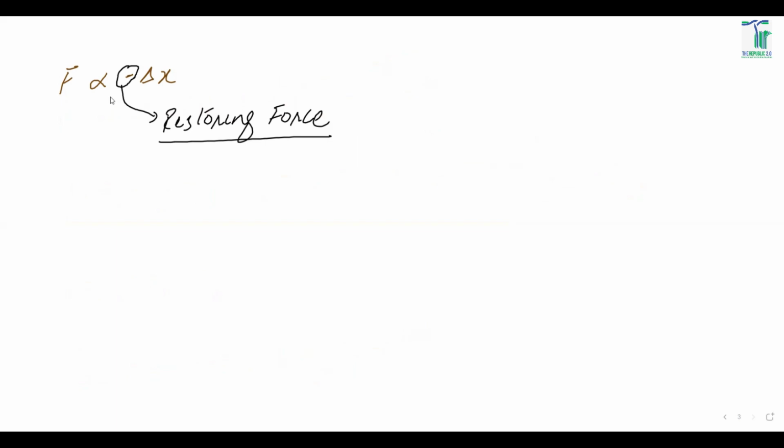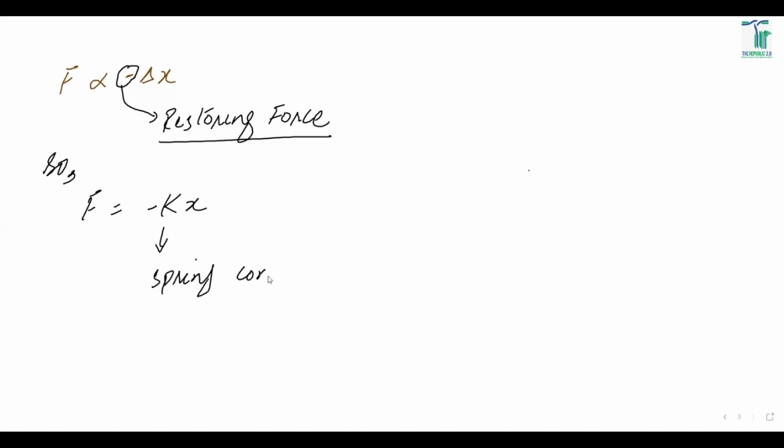So we need to remember these two things. Force is proportional to the extension. Now if we remove this sign of proportionality, you should remember that F is equal to minus kx. We would have a negative sign along with the proportionality constant, and this proportionality constant is known as the spring constant.